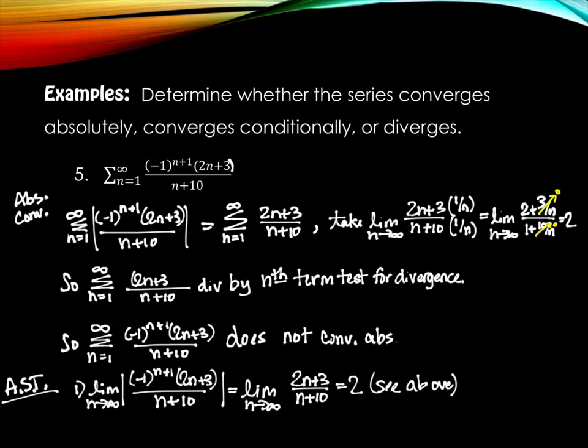Divergent, yeah, by the alternating series test, AST, the summation from n equal 1 to infinity of negative 1 to the n plus 1 times 2n plus 3 over n plus 10 diverges.